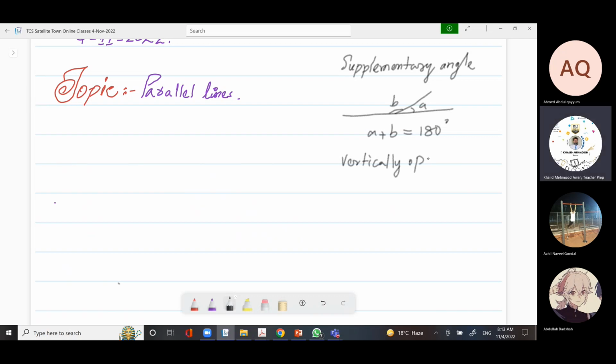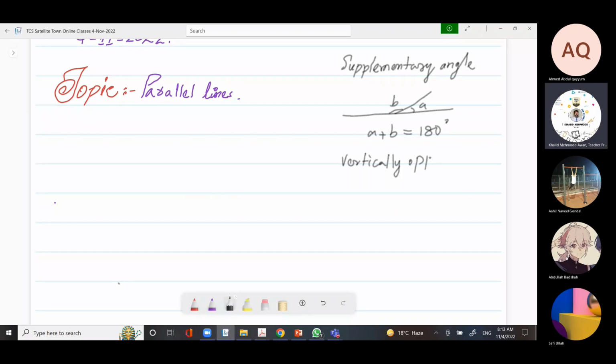Abdullah Basha, you will be telling me. Okay, Abdullah Basha's mic is not working, but you may write the concept of vertically opposite angle in the chat box. Vertically opposite angle is what?